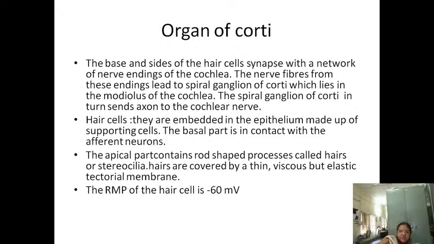The hair cells are embedded in the epithelium made up of supporting cells. The basal part is in contact with the afferent neurons. The apical part contains rod-shaped processes called hairs or stereocilia. Hairs are covered by thin, viscous but elastic tectorial membrane. The resting membrane potential of the hair cell is minus 60 volts.